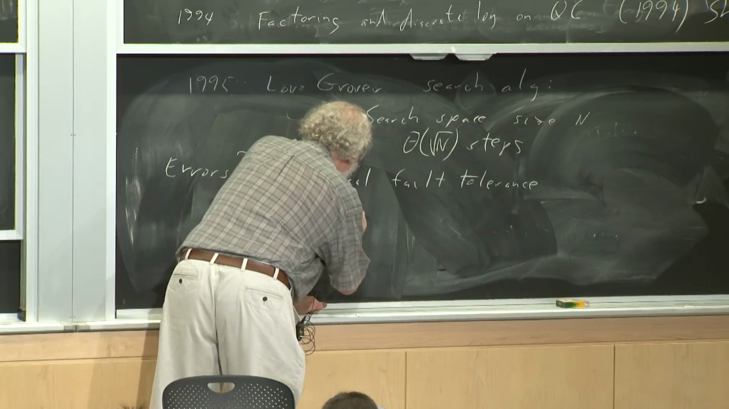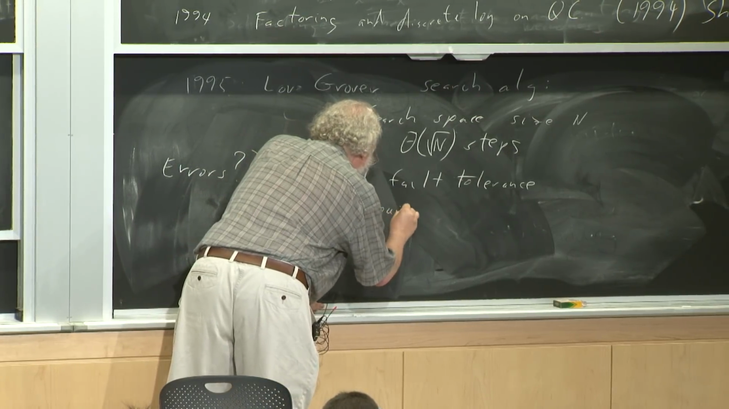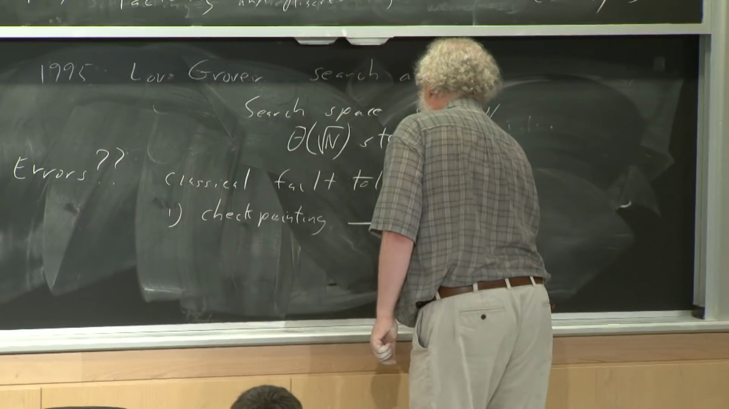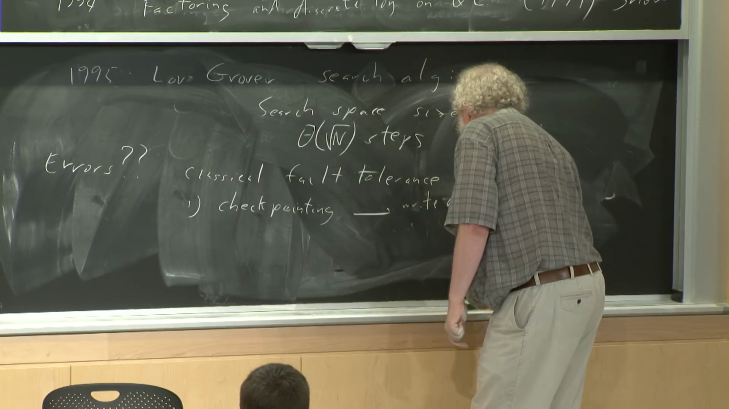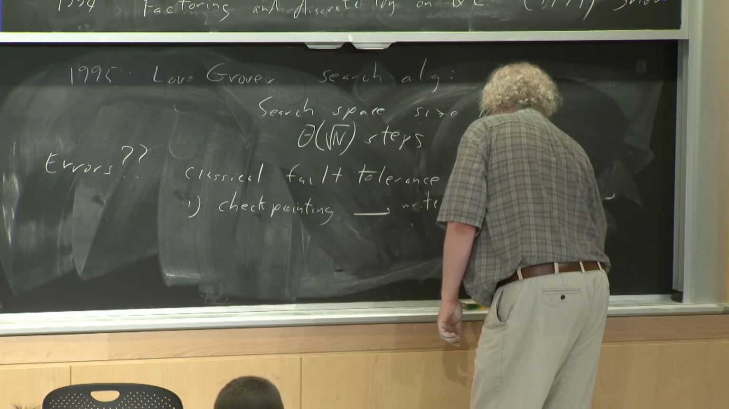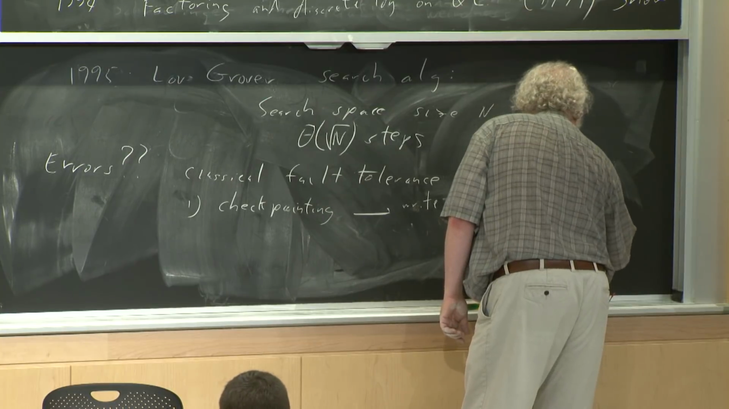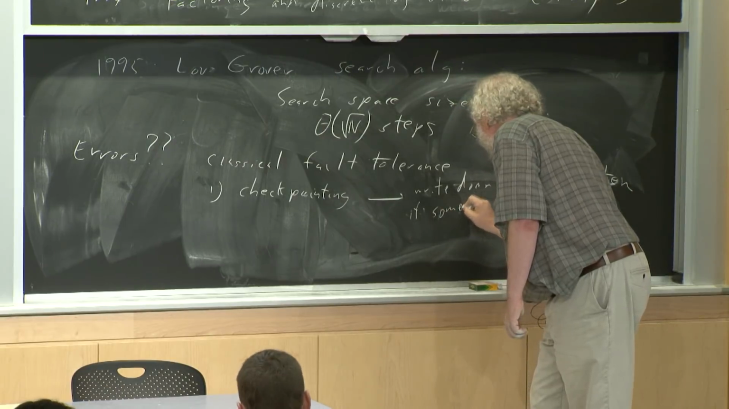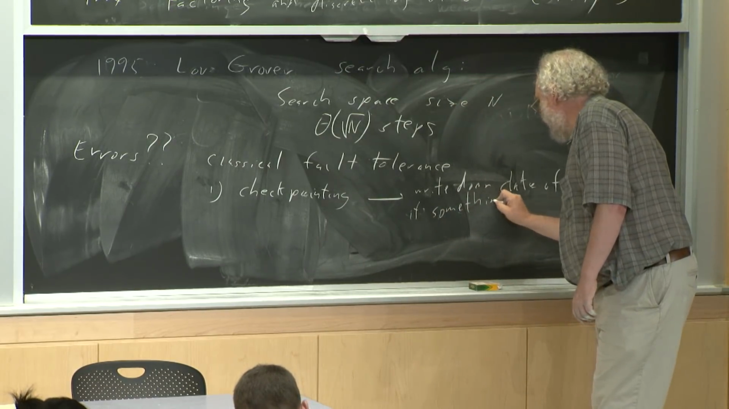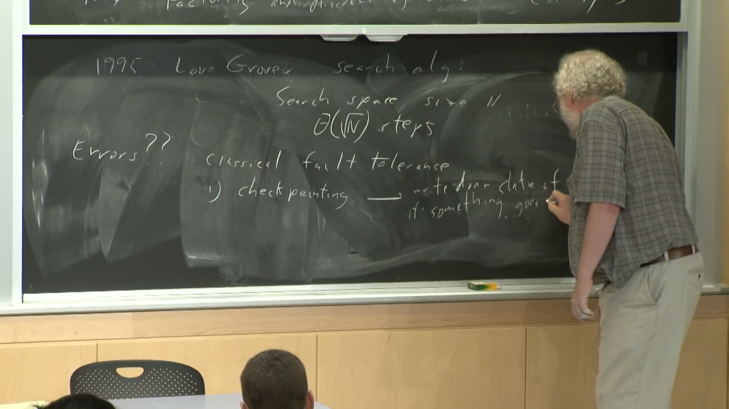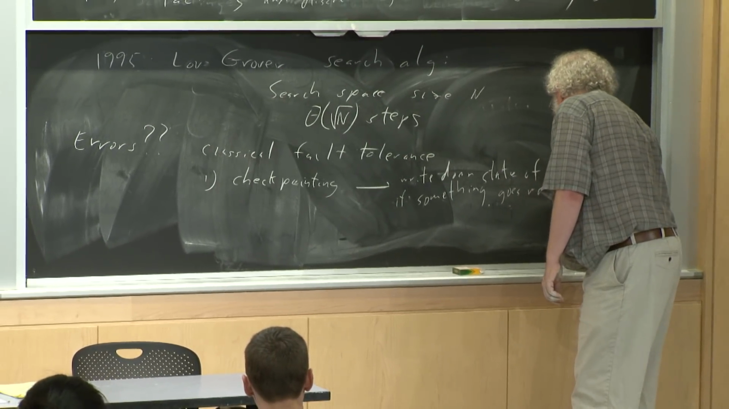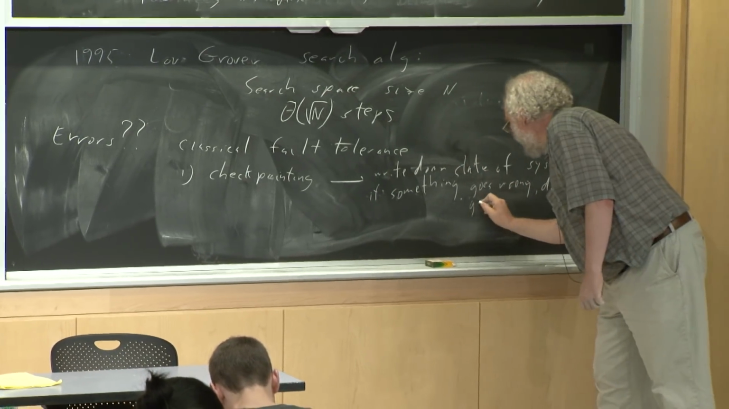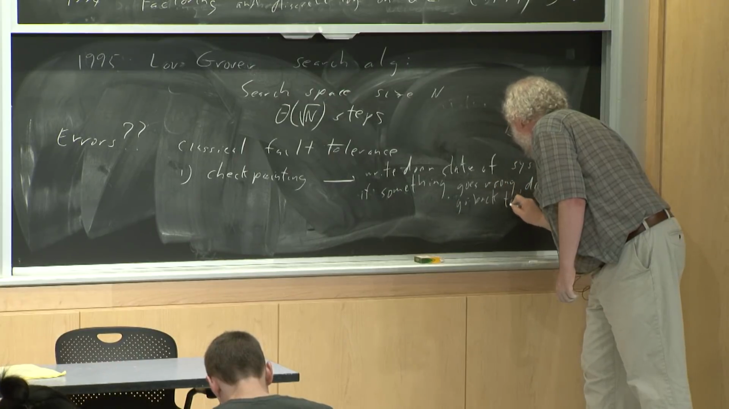One, checkpointing. And write down the state of the system. If something goes wrong, you don't have to start at the beginning. Don't have to go back to the beginning.